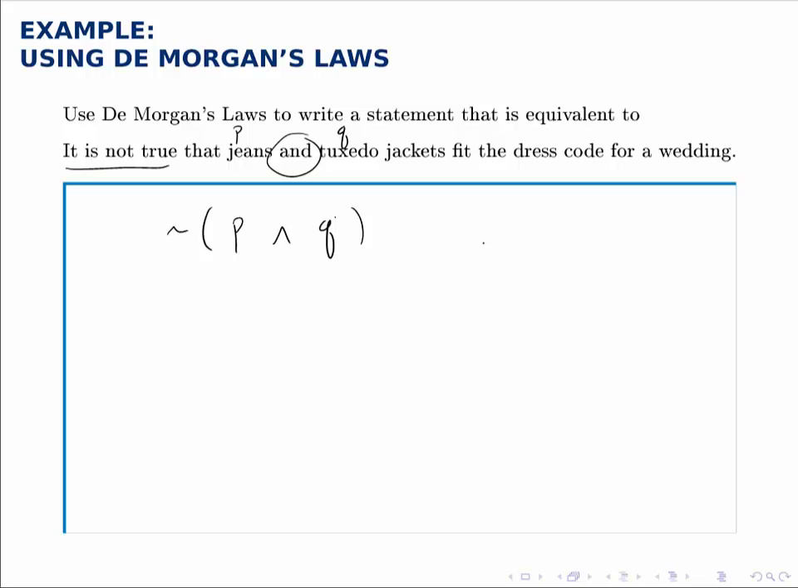The appropriate law here is that to negate the "and," we negate them both and replace "and" with "or." Therefore, now we can retranslate this back into English. Not P, so we'll say jeans do not fit the dress code, or not Q: tuxedo jackets do not fit the dress code.